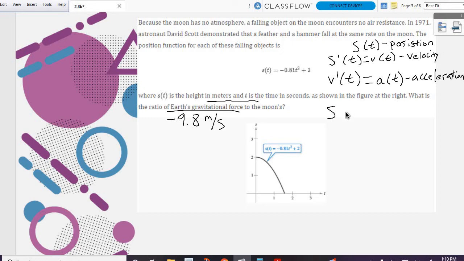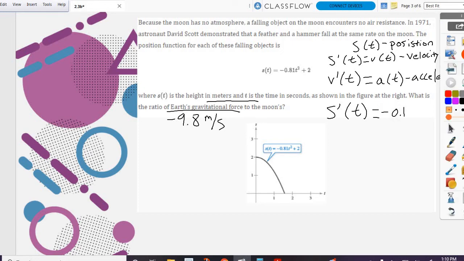So my first derivative of s of t is going to equal what? Negative 1.62 t. Oh, I got 1.6 t. And that's it. Okay, agreed. And then that would be my velocity function.